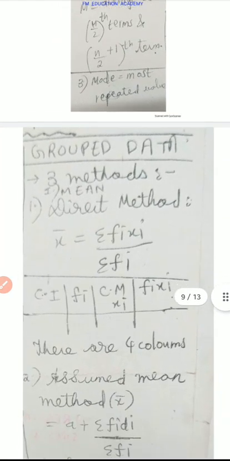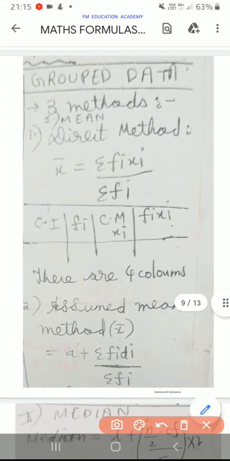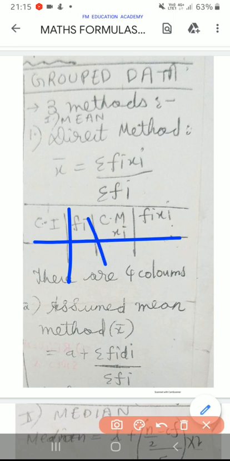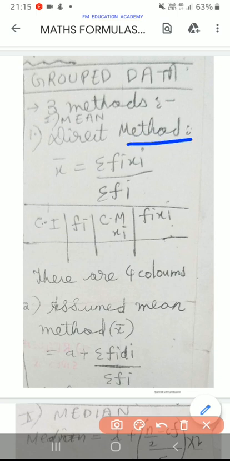Okay, then you have grouped data. Grouped data means data which can be arranged in the form of rows and columns, as you can see here. So in the direct method you have two concepts in your syllabus for tomorrow. You have the direct method and the assumed mean method. Okay, the step deviation method is deleted.